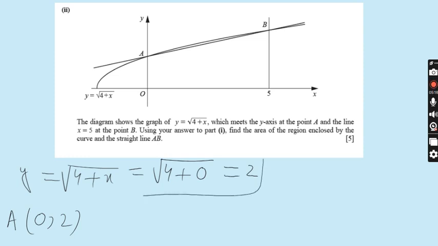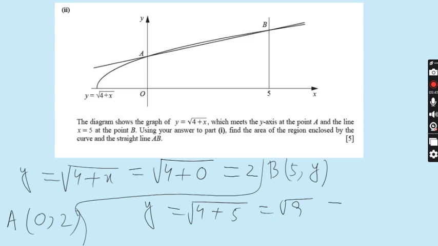Now for the coordinates of B, the value of x is 5 and the value of y is unknown. So let the coordinates of B be x is 5, y is y. Again put x equal to 5 in the given equation of the curve: y equals root of 4 plus 5, 4 plus 5 is 9, root 9 is 3. Hence the coordinates of B are 5 comma 3. We have to write x first. So A is 0 comma 2 and B is 5 comma 3. This is the common step between both methods.